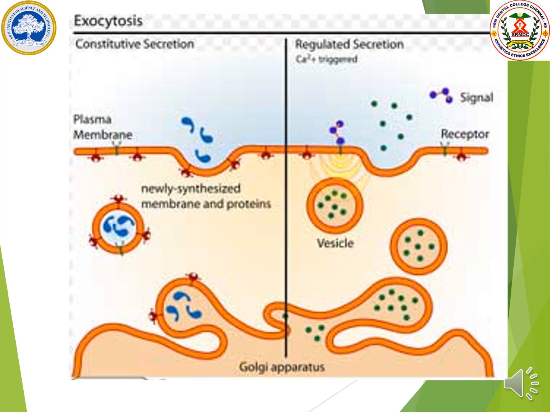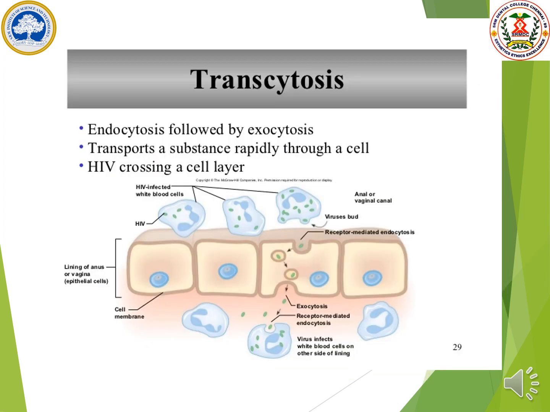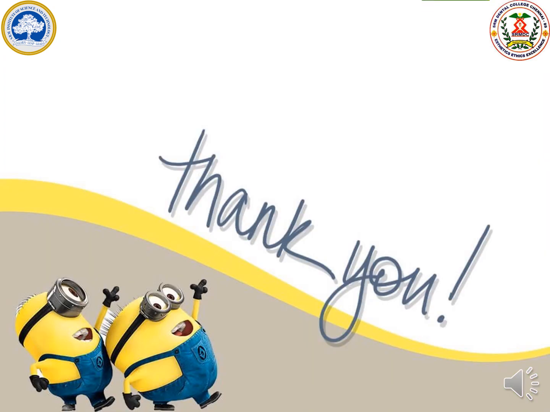Exocytosis is where the content moves out; they take up the content and send it out. Next is transcytosis: endocytosis followed by exocytosis, which transports a substance rapidly through a cell, like HIV crossing a cell layer. Thank you.